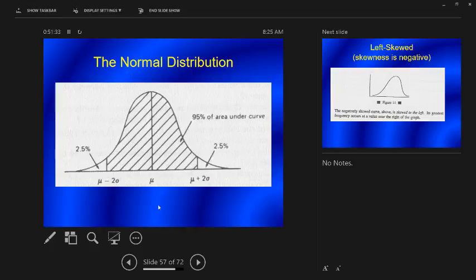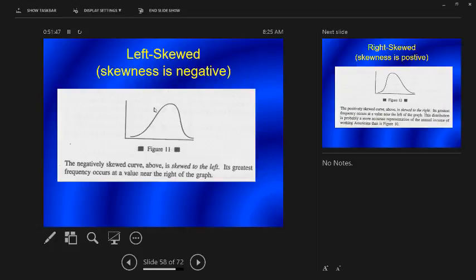So this is a normal distribution, and we know a lot about the normal distribution and how it behaves, and it's used a lot in statistics. That's why it's always nice when you have a normal distribution. It makes everything easier. But it's not always the case that you have a normal distribution.